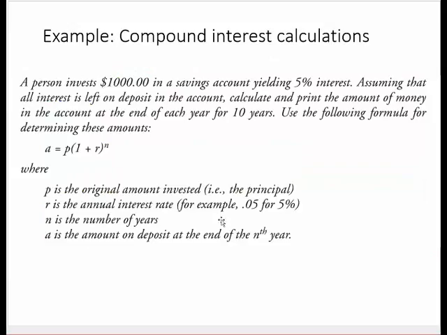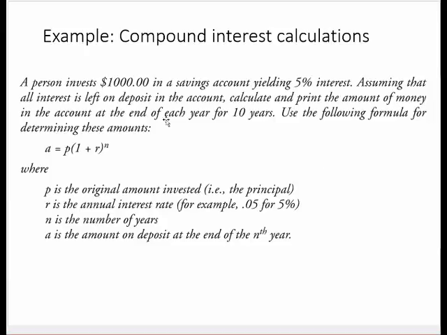Okay, next example we have is a little bit more to it, and I will point out some new features that you'll see in this program. So this is a program where you have to do compound interest calculations. In other words, like buying a car, you have to pay interest. This is the formula that's applied. So in this case, a person invests $1,000 in a savings account that yields 5% interest annually per year. And assuming that everything is left in the bank, calculate and print the amount of money at the end of each year for 10 years.